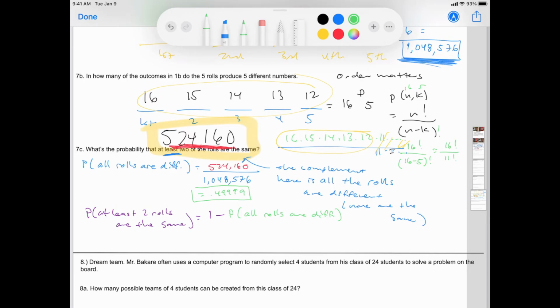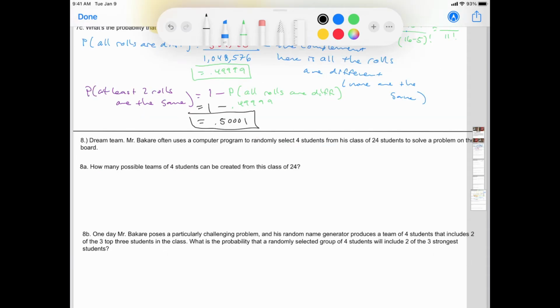And if you do that, so that was 0.49999. Let's do that in black. You will get 0.50001. So again, for 7, we just used the complement. All right, question number 8.